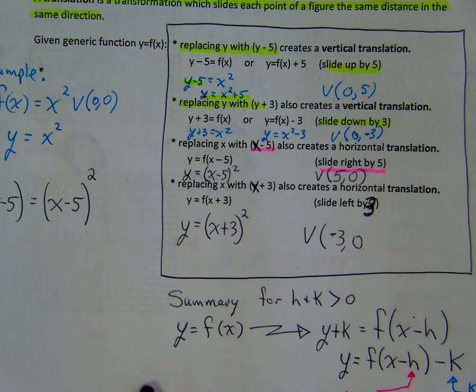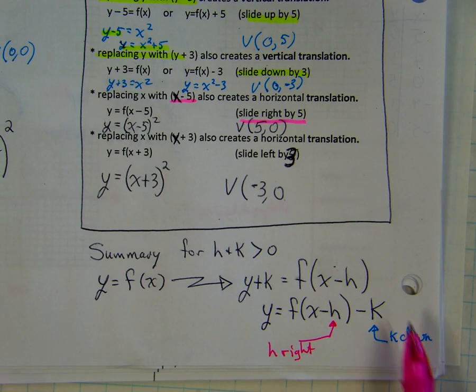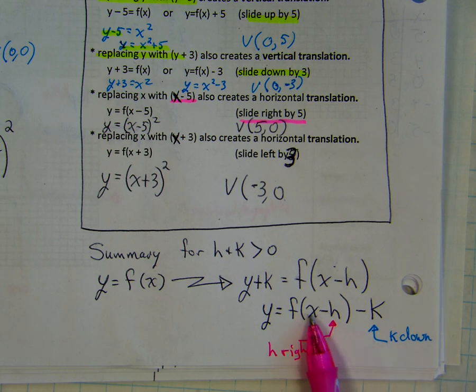When it's explicitly defined, note that the minus k moves down. That sounds logical. Minus h moves right. It kind of seems opposite of what you'd expect. Go back to what you know about the vertex of your parabola, and it will all make sense to you.